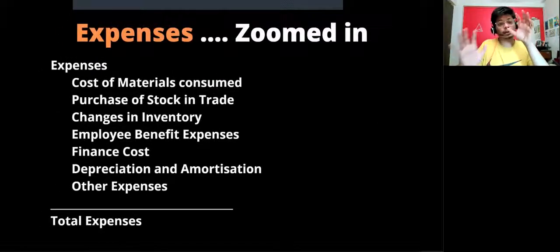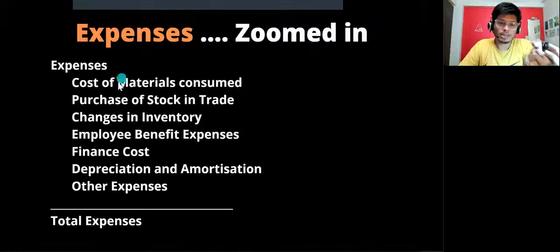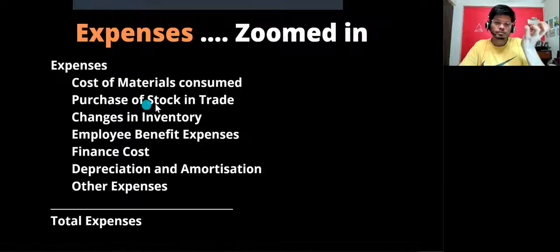Now let's come into the last part, expenses. So expenses comprises of cost of material consumed. Cost of material consumed includes any kind of raw material that you purchased. The cost price of that raw material you have to take. Purchase of stock in trade. So purchase of stock in trade is basically any material that you have purchased during the year.